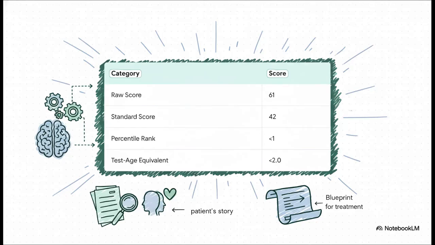And this right here is a perfect example of what that data dump looks like. I mean, look at these scores for a kid named George. You got raw scores, standard scores, percentile ranks. Let's be real. Unless you're a specialist, this is basically a foreign language, right? What on earth does a standard score of 42 even mean? It's just a wall of numbers.